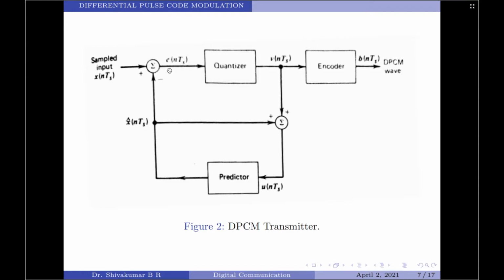Coming back to the difference between x of nTs and x cap of nTs, the difference signal e of nTs is also called the prediction error, because this is the amount by which the predictor fails to predict the input exactly. The difference signal e of nTs is then quantized to create another signal, which is denoted as v of nTs. The quantizer output v of nTs is then encoded and transmitted through the channel.